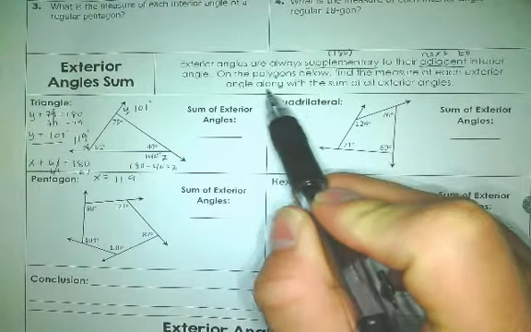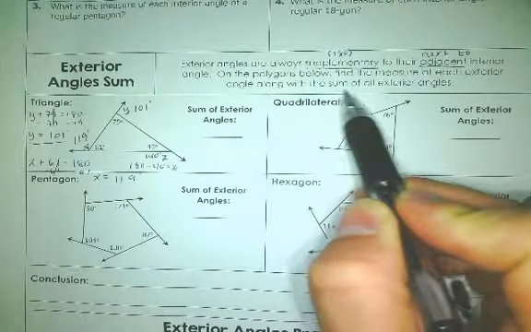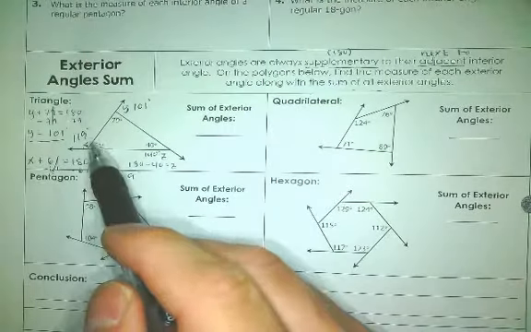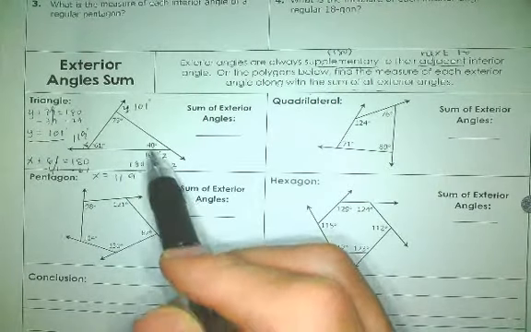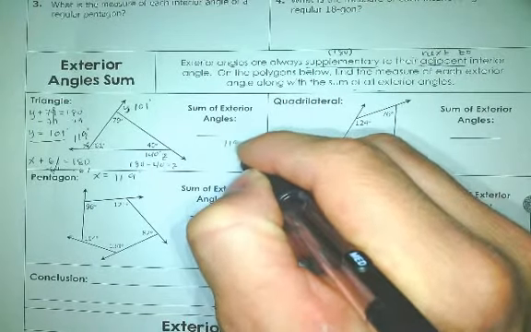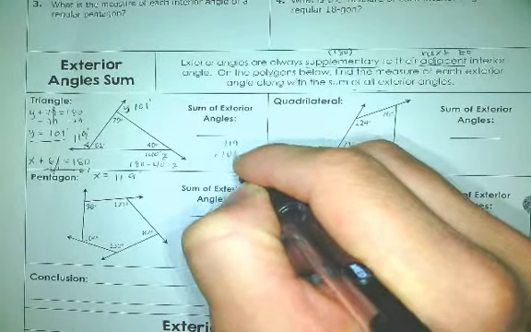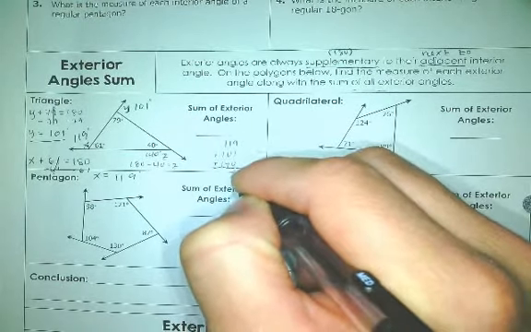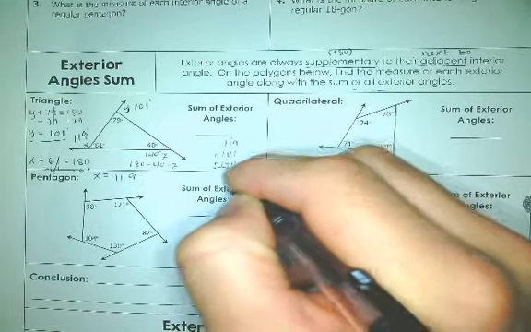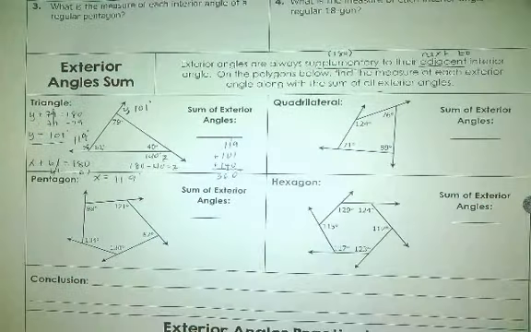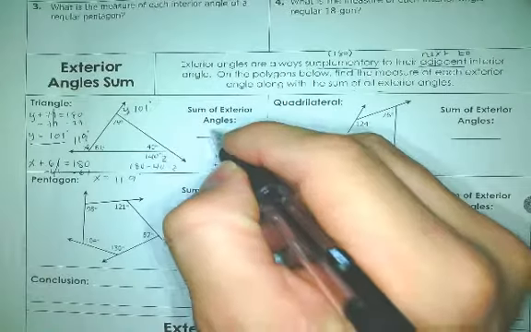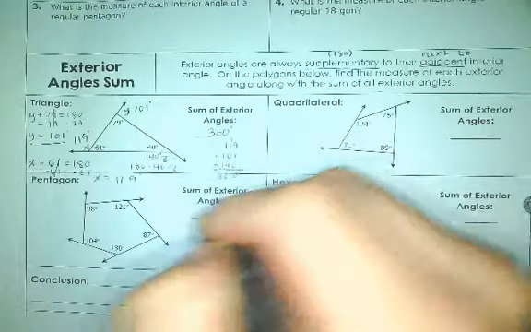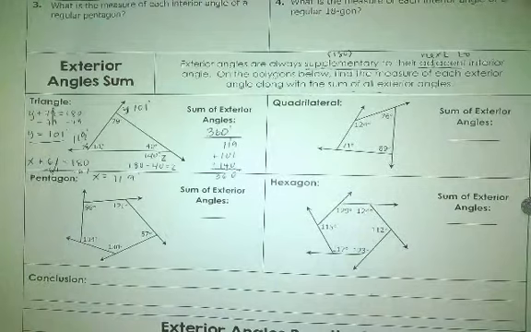Now the second thing we're going to do is find the sum of all exterior angles. So I'm just going to add up every single angle that's on the outside. We have 119 plus 101 plus 140. We get something pretty interesting here. We get 360 degrees. We are completely done with the triangle.